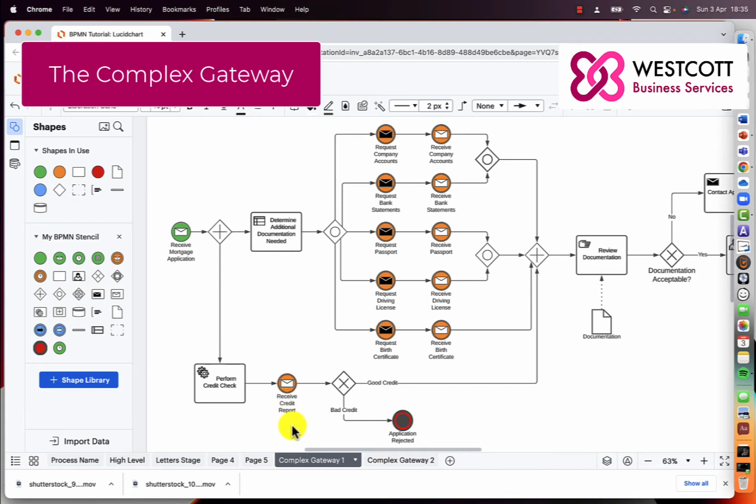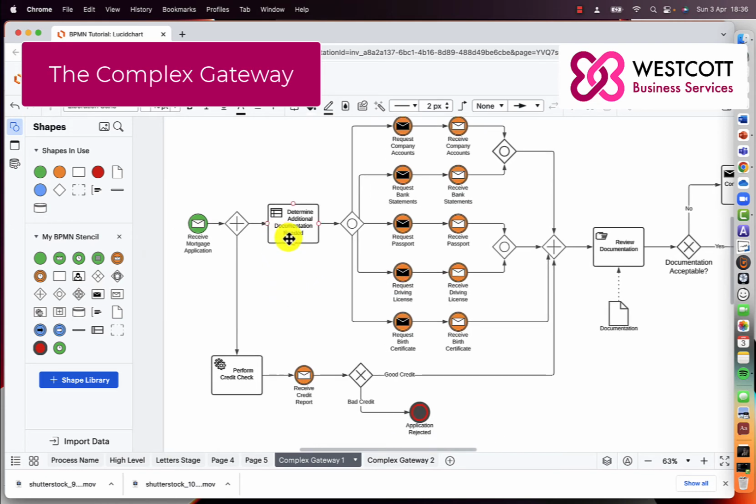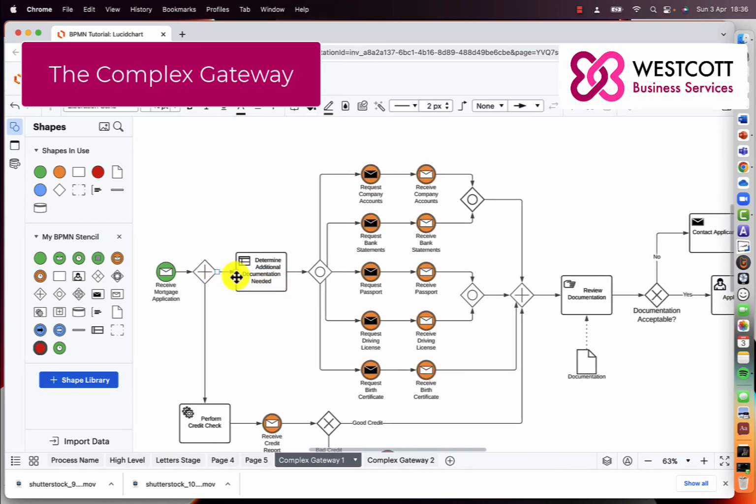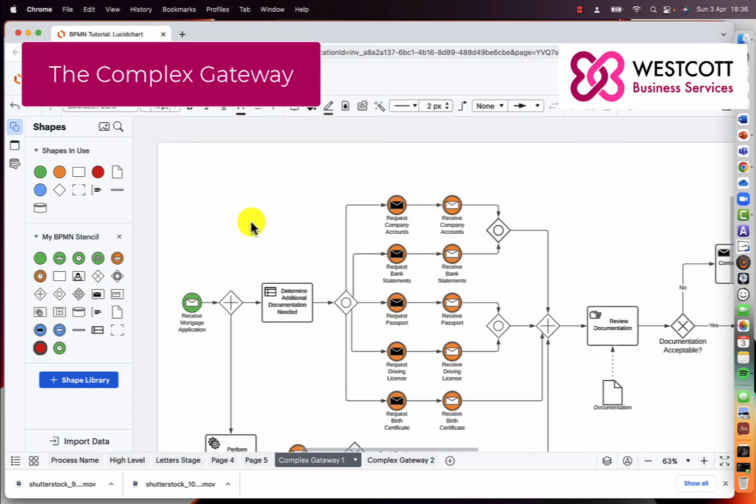And then we've got the credit check report coming back, and we decide from that whether the applicant's credit report is good or bad. The good credit report feeds later on in the process, which we'll come back to in a second. We've got a business rule task here on the other output of the parallel gateway, and that business rule looks at the type of applicant for the mortgage and some of the characteristics of the applicant, and it will determine what documentation is being requested of the applicant.